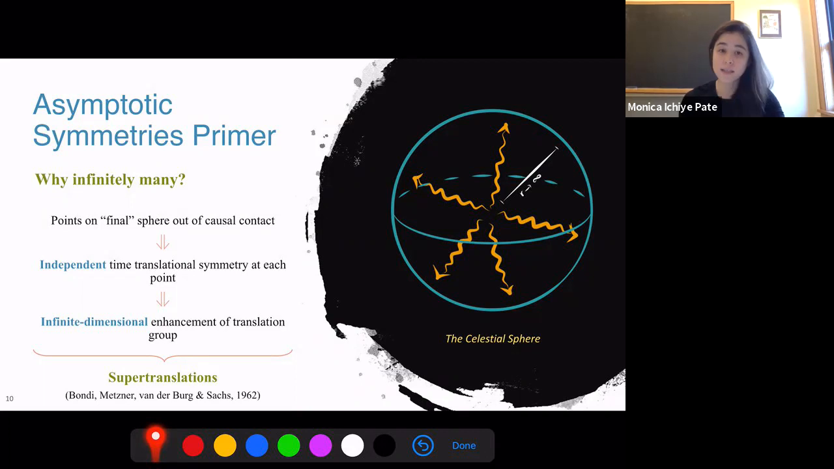So this implies that there is an independent time translation symmetry for each observer, or equivalently for each point on the sphere. And since there is a continuum of points, there are an infinite number of symmetries. So thus, we found an infinite dimensional enhancement of the translation group in a theory of gravity. These symmetries were originally discovered by the general relativists Bondi, van der Burg, Metzner, and Sachs, and they are known as supertranslations.